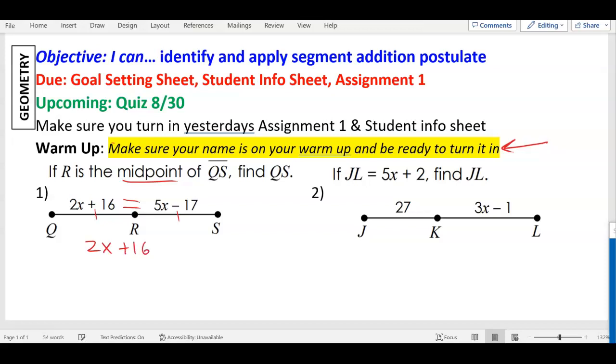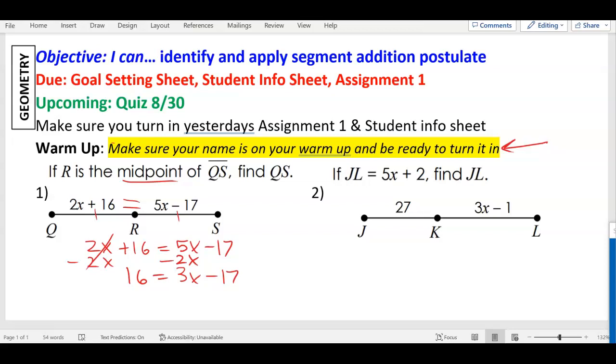2x plus 16 equals 5x minus 17. What do I do first when x is on both sides? You only combine if they're on the same side. But since these are on different sides, what you want to do is get rid of the smaller x. Which x is smaller? 2. So we're going to subtract 2x because it's positive, on both sides. 16 equals 5 minus 2 is 3x minus 17.